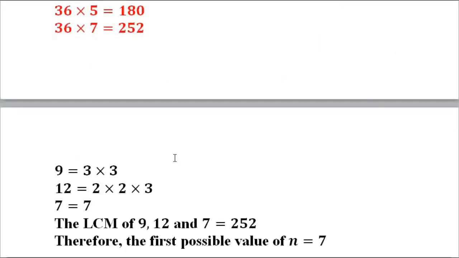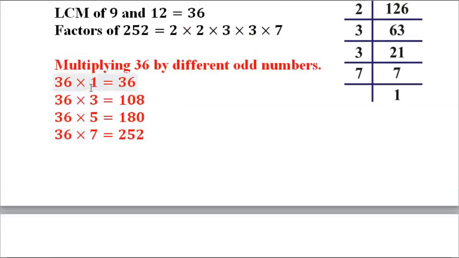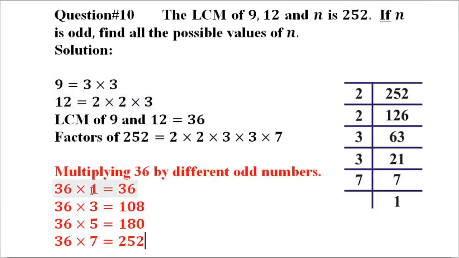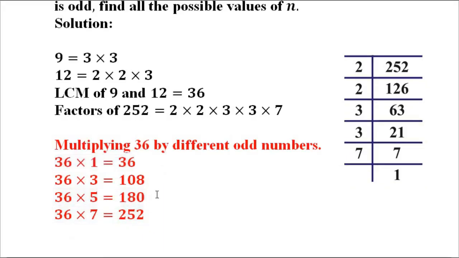First, if I multiply the LCM 36 by 1, we get 36. Here, 1 is the possible value of n, which we assumed. But the LCM of 9, 12 and 1 is 36, not 252. So our assumption is wrong.